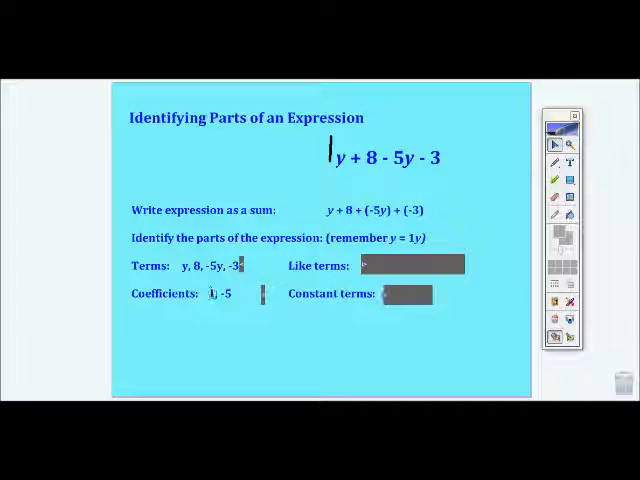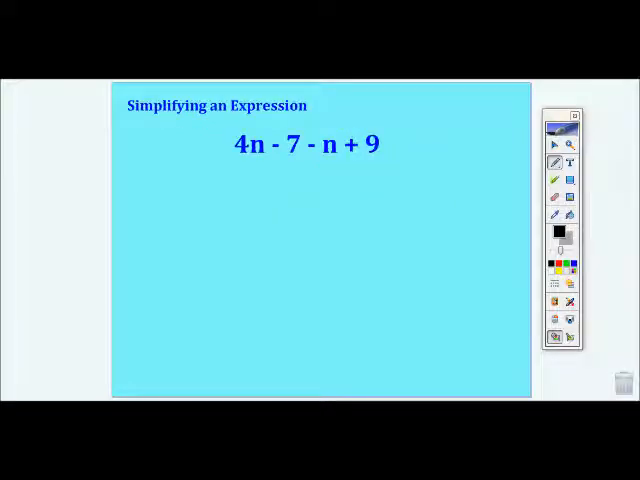So don't forget to always have 1 if there is a variable without a coefficient. The constant terms in this expression are 8 and negative 3. And then the like terms would be y and negative 5y, and 8 and negative 3. These are the terms with coefficients and variables. These are the constant terms. Now that we've identified all of them, we will be able to simplify by putting those terms together.